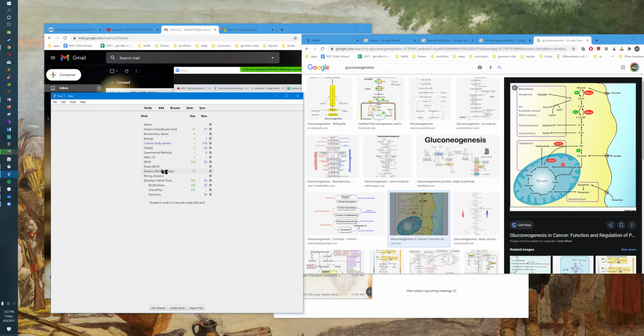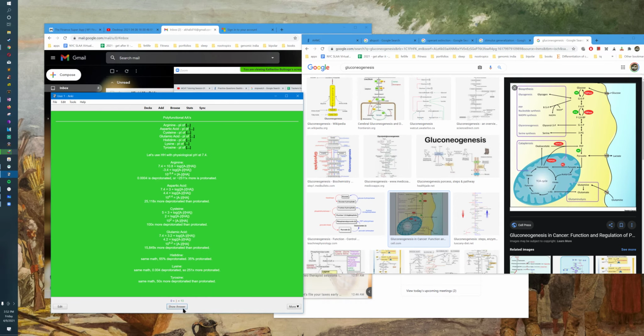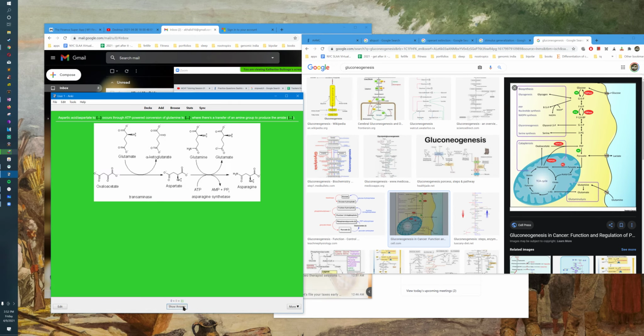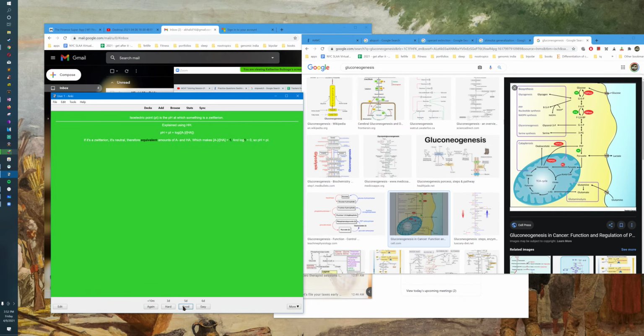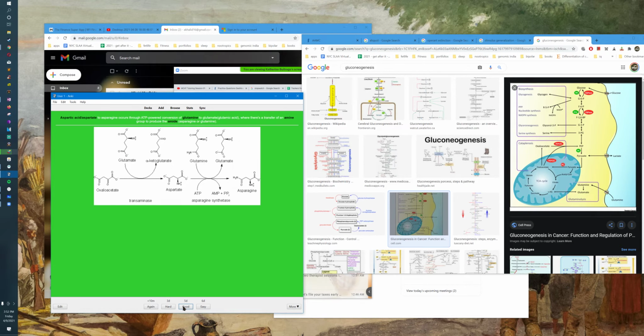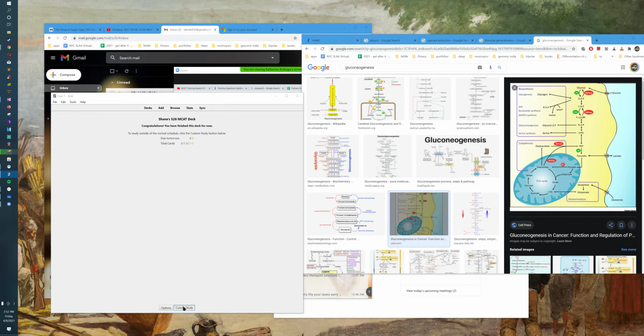Yeah. So Anki can help you out there, because I definitely have cards about the metabolism stuff.